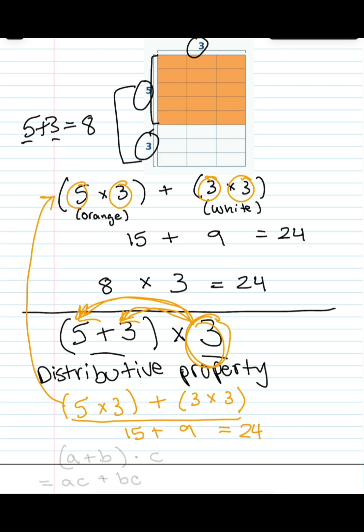So the distributive property looks like A plus B times C, and that equals AC plus BC.